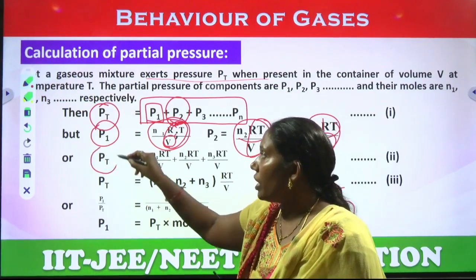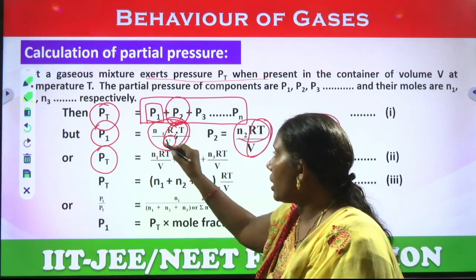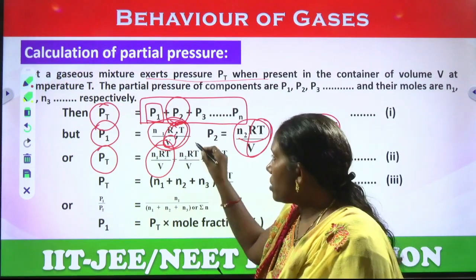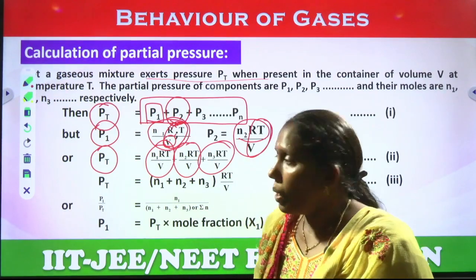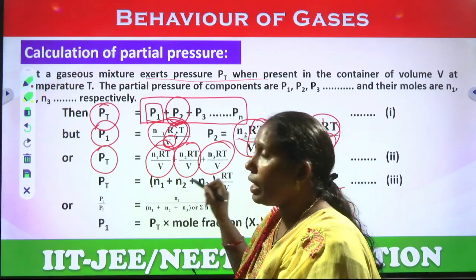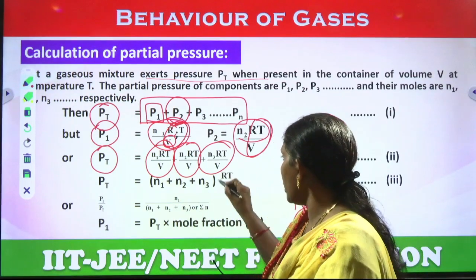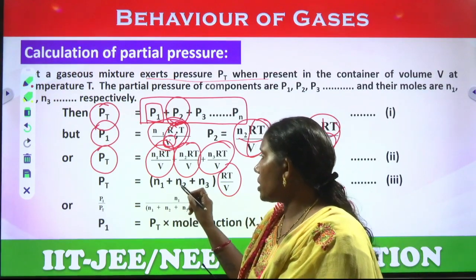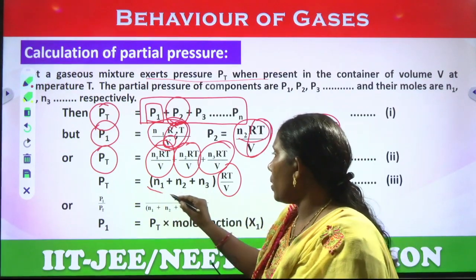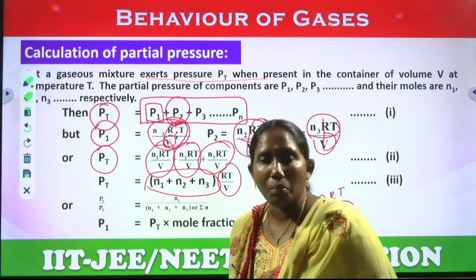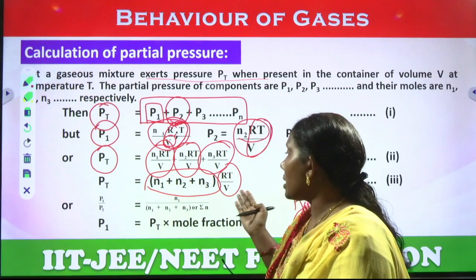So totally, substituting the values of P1, P2, P3 into the total pressure, we get N1 RT by V plus N2 RT by V plus N3 RT by V. So PT equals, taking RT by V common, N1 plus N2 plus N3 into RT by V. So the total pressure equals the number of moles of the first gas plus the second gas plus the third gas, into RT by V.